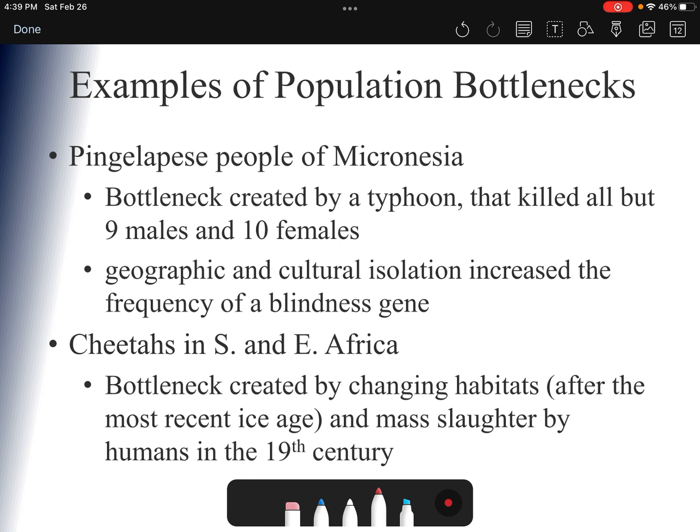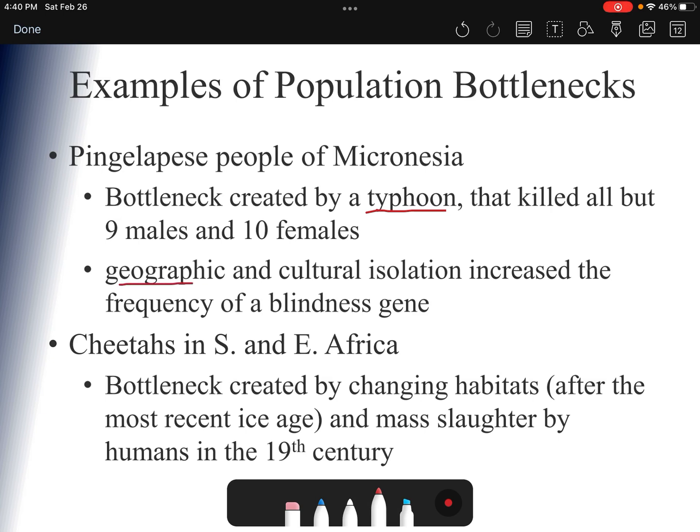Some examples of population bottlenecks. The Pingelapese people of Micronesia, say that 3 times fast, had a bottleneck created by a typhoon that hit the island and killed all but 9 males and 10 females. Wow. Talk about wiping out almost the whole population. So their population had to rebound from just those few individuals.